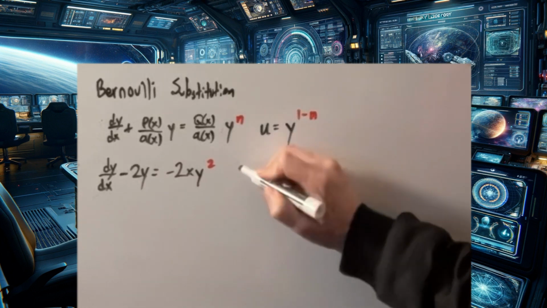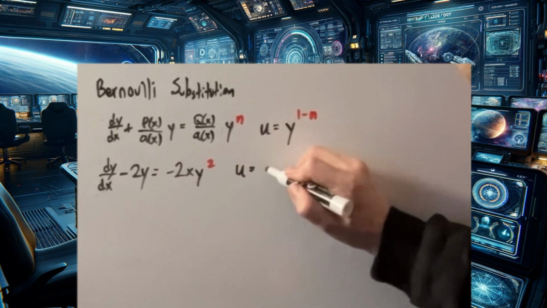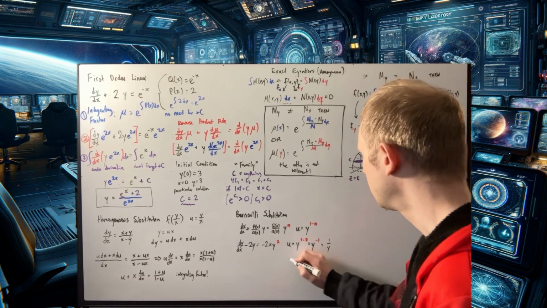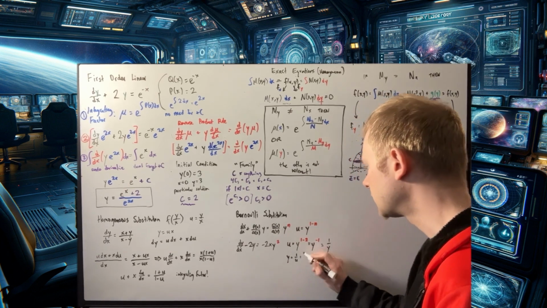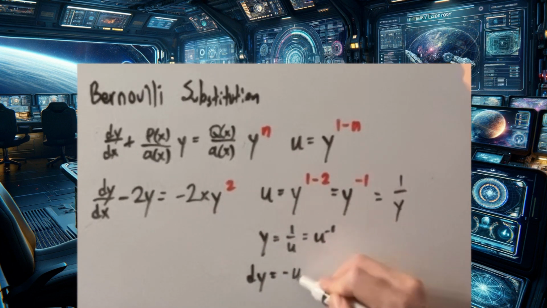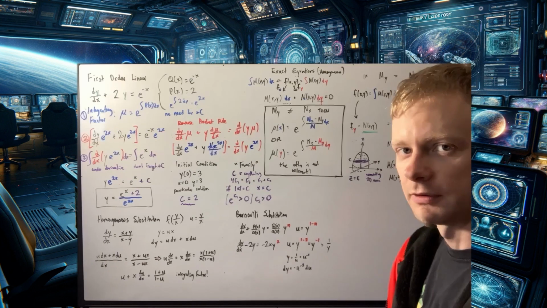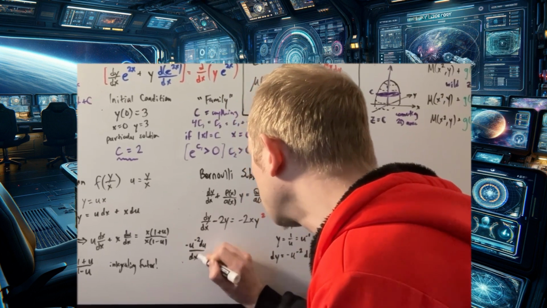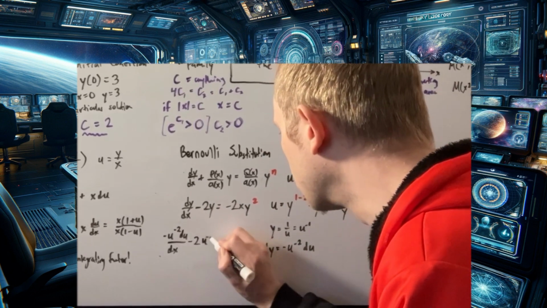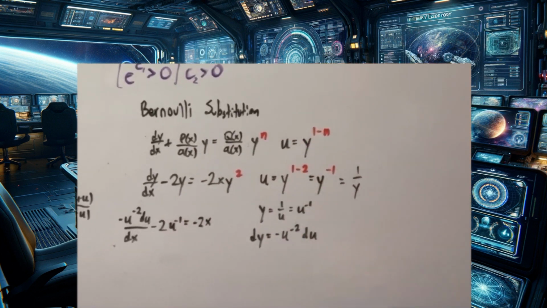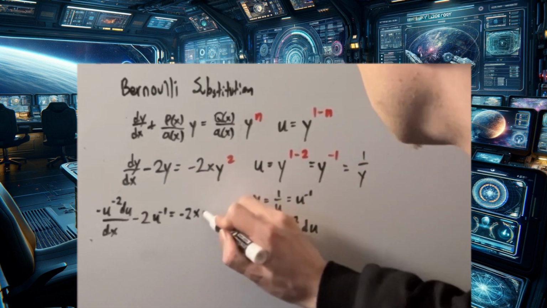Well, if we use this substitution, let's start by saying u equals, well, n is 2, so we'll get y to the power of 1 minus 2, which is y to the power of negative 1, and that's just equal to 1 over y. We can also see that y would be equal to 1 over u, which is the same thing as saying u to the negative 1 power. From here, dy is going to be equal to negative u to the negative 2 power times du. Now we can take this dy and plug it in here, so we get negative u to the negative 2 du divided by dx minus 2 times the y, which is just u to the negative 1 power, equal to negative 2x. We don't have to do anything with the x, but then we have this y squared, and if we square this, then we just get u to the negative 2 power.